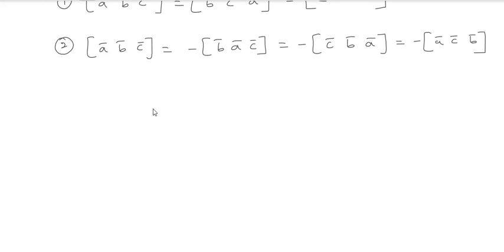Next one will be the vector triple product.